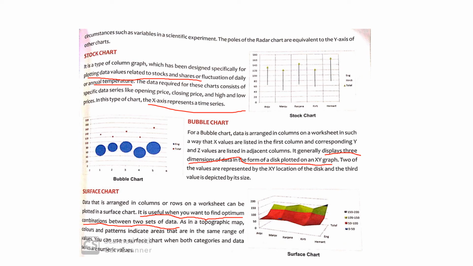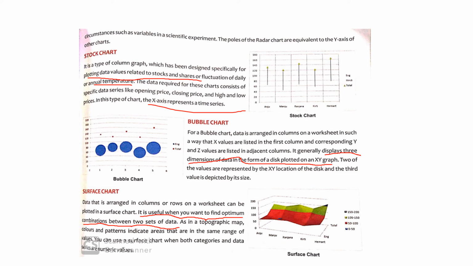Suppose here we can see that at number 5 the size of this blue bubble, which is representing the marks of English, is higher. So these are the highest marks that are available. So for using these three-variable graphs, we can make use of this bubble chart.